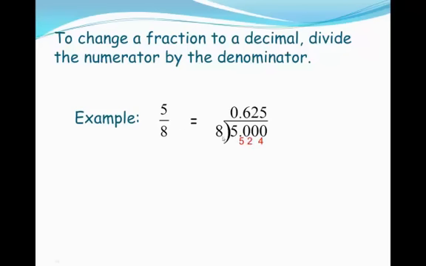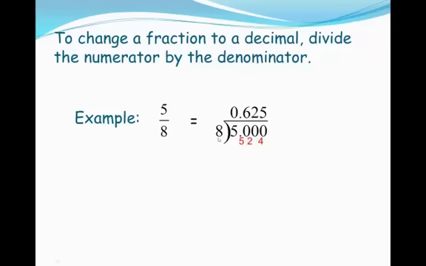So in exactly the same way as we've divided, 8 goes into 5, it can't go, you carry the 5. 8 into 50 goes 6 times with a remainder of 2. 8 into 20 goes 2 times, remainder of 4. 8 into 40 goes 5 times with no remainder. So the answer is 0.625.